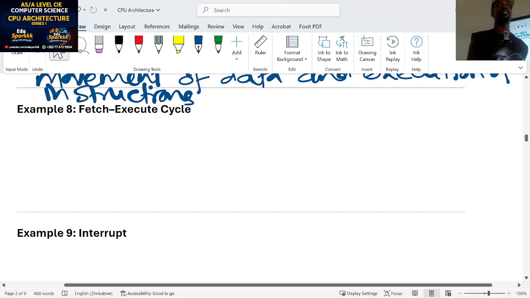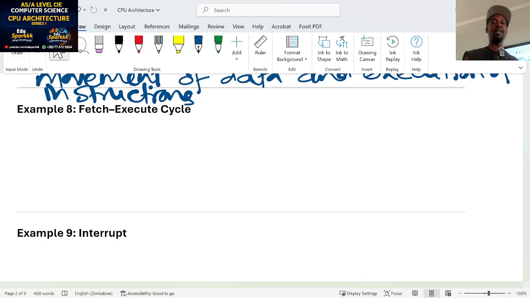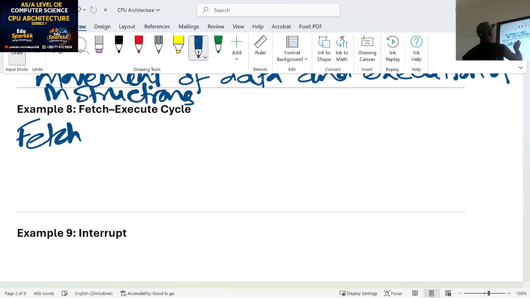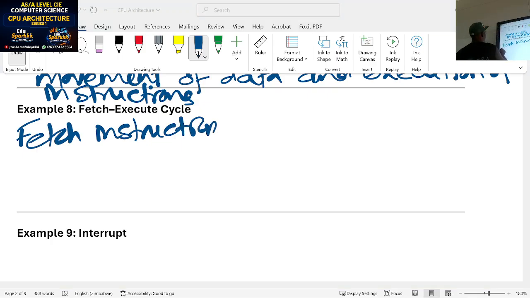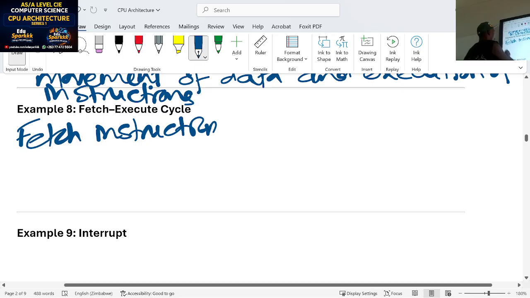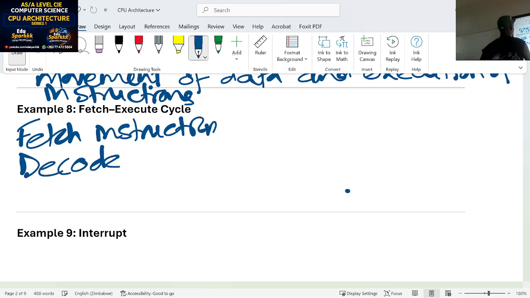So next we want to look at the fetch execute cycle. When we talk of the fetch execute cycle, there are steps that are followed where we have fetch instruction, decode instruction, and execute. So we fetch the instruction, we decode, and then execute the instruction.